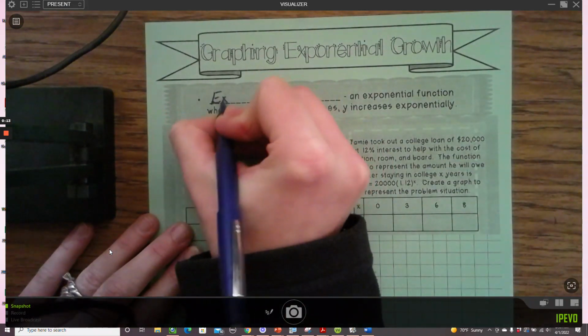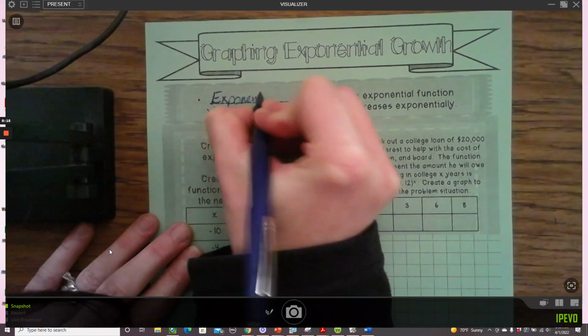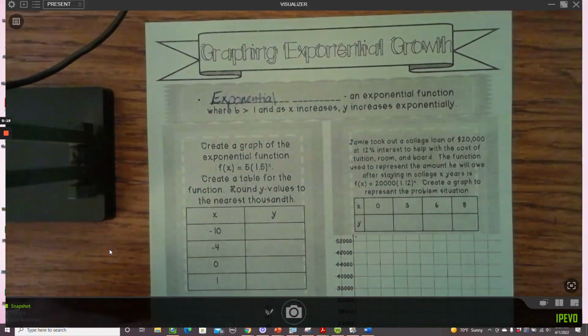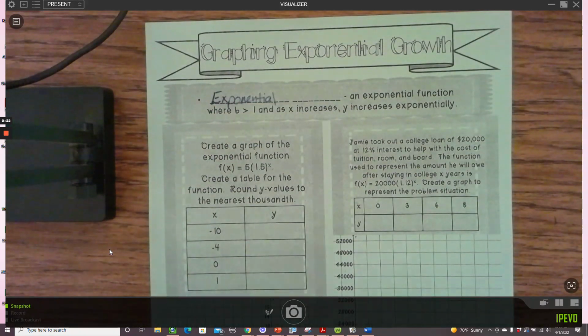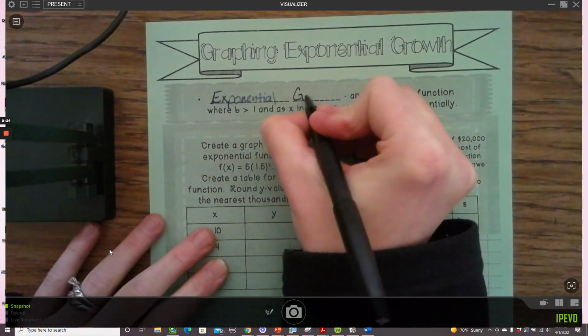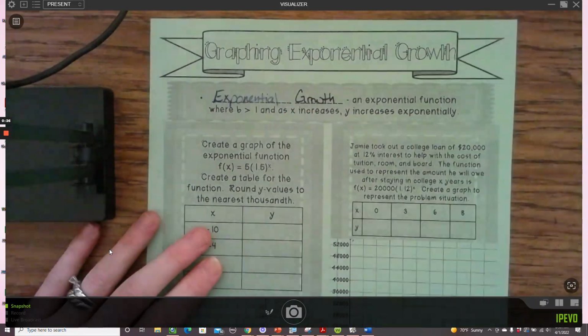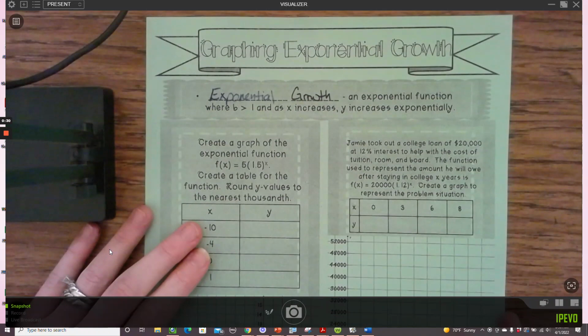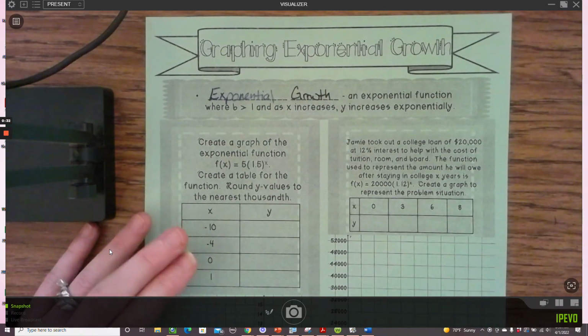Exponential growth is an exponential function where b is greater than 1, and as x increases, y increases exponentially.